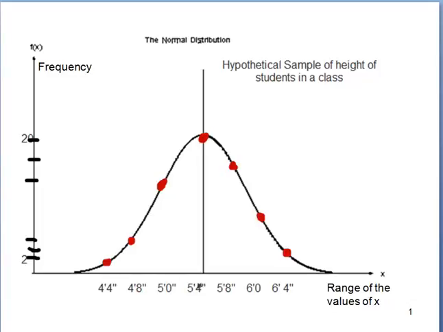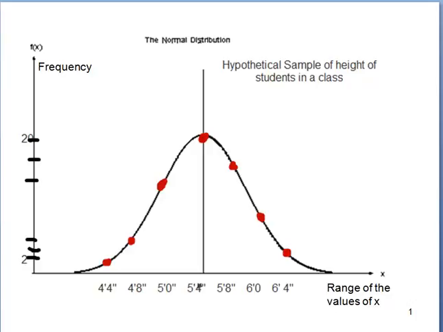In this presentation, we're going to talk about a normal distribution and what it means. In front of you here is a hypothetical sample of heights of students in a class. Notice that the most students come out around 5'4", and then we have some that are 5'8", 6 foot, 6'4", and some that are shorter than that.